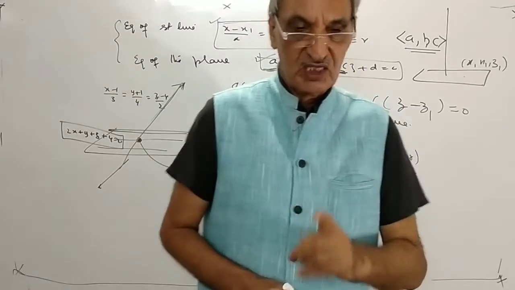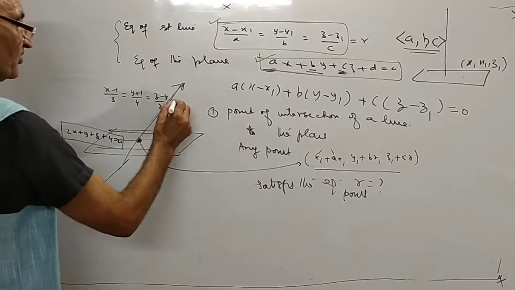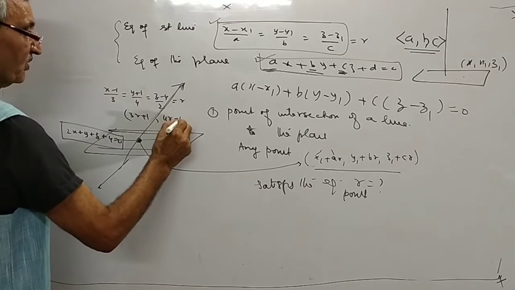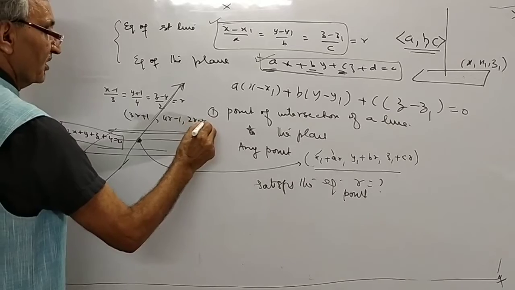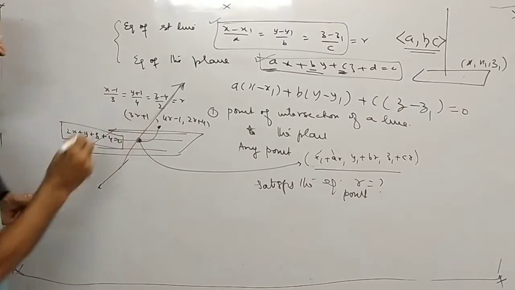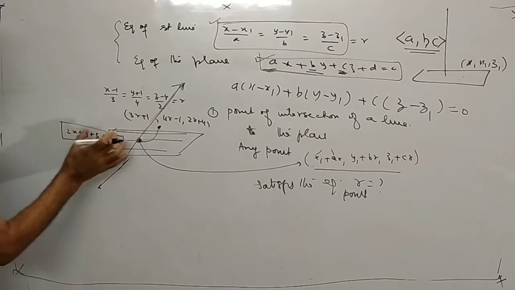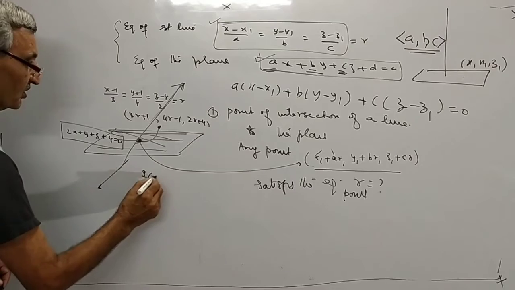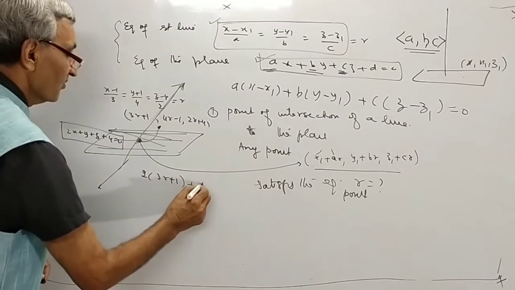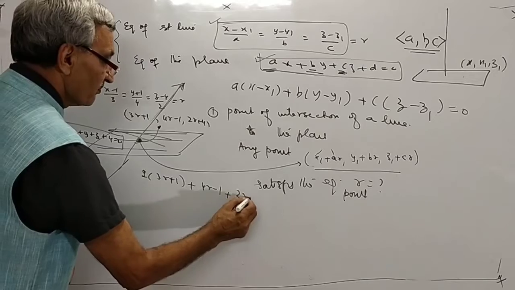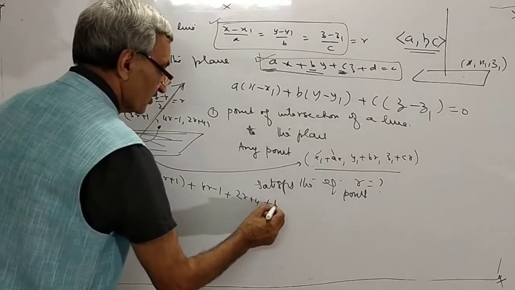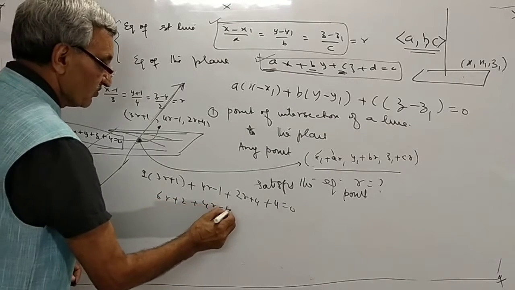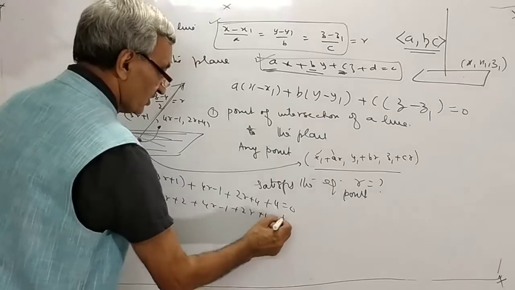What is the point of intersection? Take any point on this line. The point is 3r plus 1, 4r minus 1, 2r plus 4. Let this point be it, and it must satisfy the plane equation because it lies on the plane. So this point will satisfy 2 into (3r plus 1) plus (4r minus 1) plus (2r plus 4) plus 4 is equal to 0. So 6r plus 2 plus 4r minus 1 plus 2r plus 4 plus 4 is equal to 0.